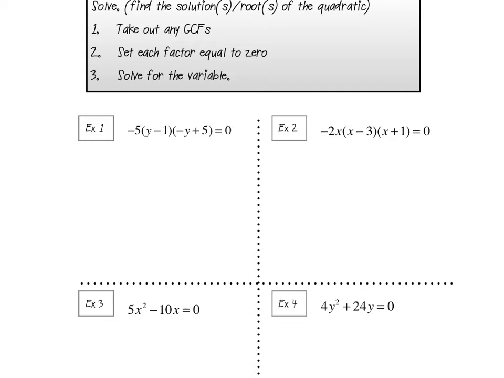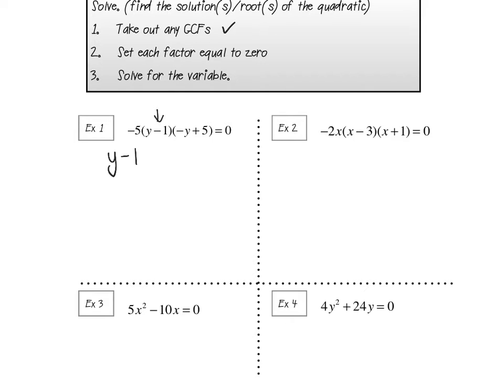So in the first one, there isn't anything that you can take out. In fact, they have already all been taken out. So we are literally skipping the first step. We've done the first step of taking out any GCFs. Now what we're going to do is this next step, which is set each factor equal to 0.